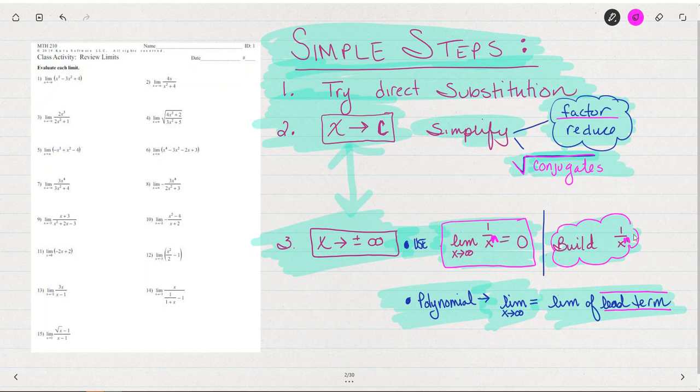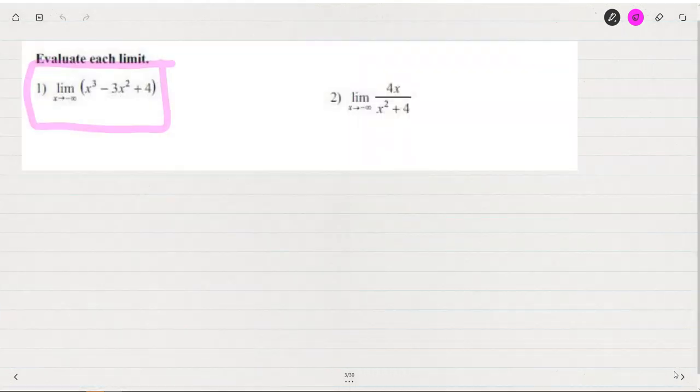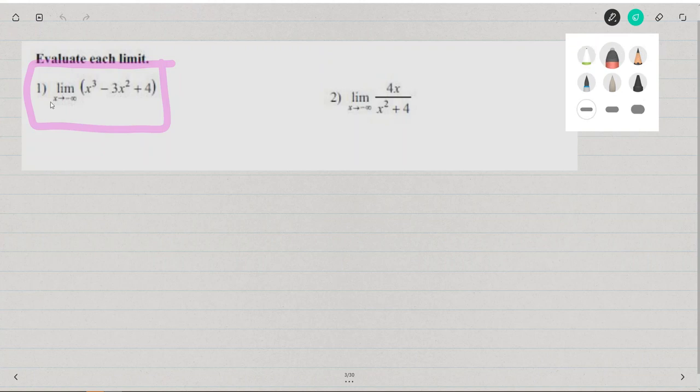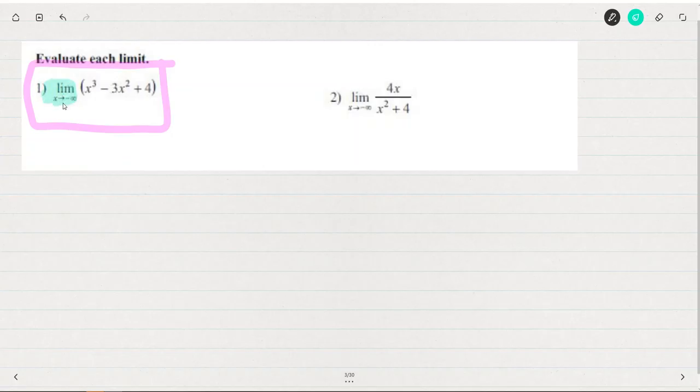So take a minute to think through these 3 simple steps, and let's try number 1 together. The first problem, number 1, is that polynomial. Well, first of all, let me say this if you didn't do this already. Did you notice what kind of limit it is? It's the limit as x approaches negative infinity. Number 2 is also x approaching an infinity.